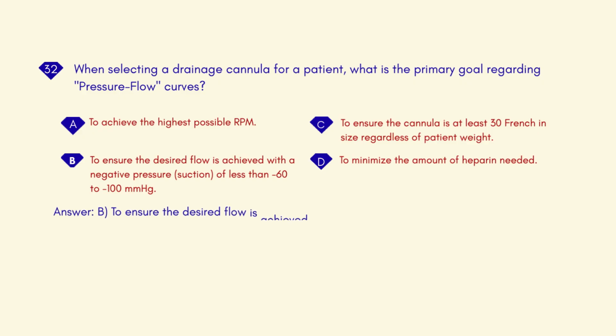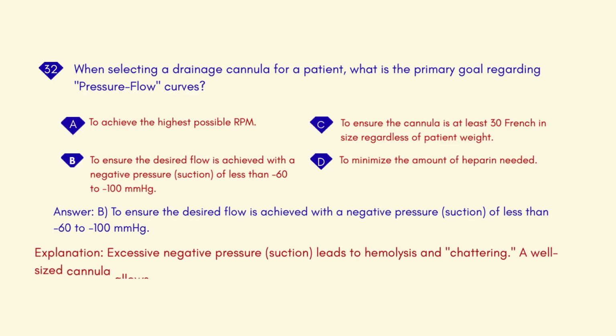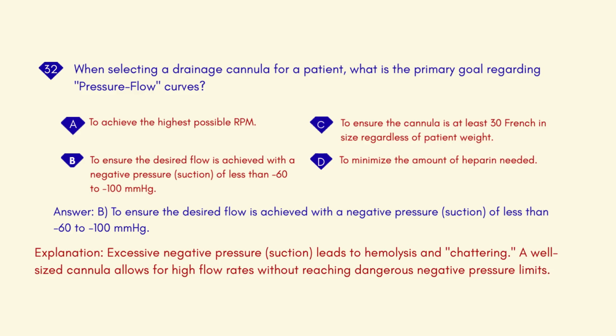Answer: B. To ensure the desired flow is achieved with a negative pressure, suction, of less than -60 to -100 mm of mercury. Explanation: excessive negative pressure, suction, leads to hemolysis and chattering. A well-sized cannula allows for high flow rates without reaching dangerous negative pressure limits.